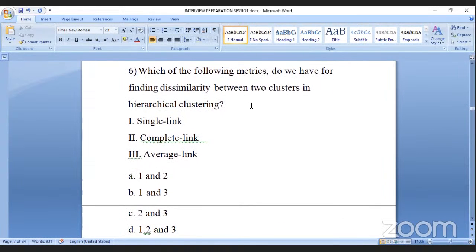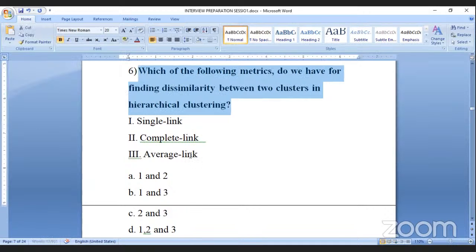So the sixth question is, which of the following metrics do we have for finding dissimilarity between two clusters in hierarchical clustering? The things are single link, complete link, and average link. You have the four options.